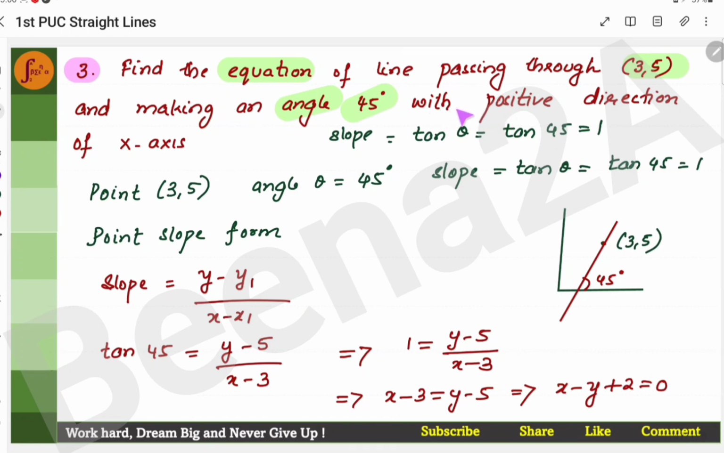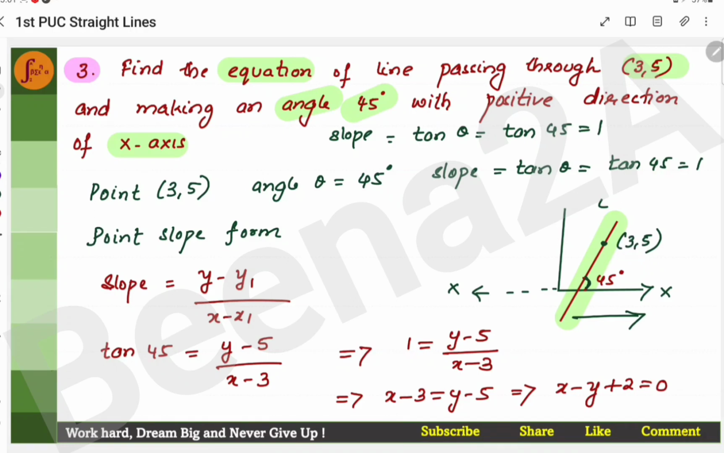Then with positive direction of x-axis. So the line is passing through one point. Let's draw this. There is a line that is passing through this particular point 3, 5, and it is making an angle of 45 degree with positive direction of x-axis. Positive means it's on the right side. Positive x, not on the left, right? This is left side. So it's on the positive direction of x-axis.